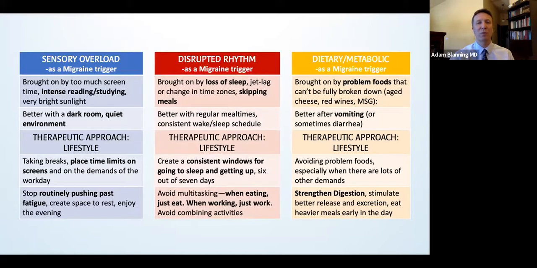And then for disrupted rhythm, where this might be brought on by loss of sleep, by skipping meals, by changing time zones, then we really want to help people create consistent windows for going to sleep and getting up, and to avoid multitasking. And this may be a challenge because people may be very good at it, but encouraging that when they are eating, they just need to eat. When they are working, they just need to work. And this helps their body know what they should be doing at any particular time.